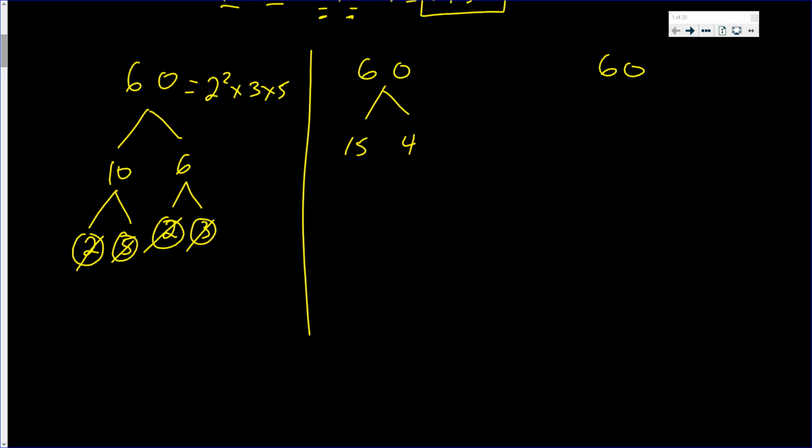Another student could have said 60 is 15 times 4. 15 is not prime, so I'll break it down. Just don't use 1. And 15 is 5 times 3, and those happen to be prime. 4 is 2 times 2, and those are prime. Once again, we got 2 2s, a 3, and a 5.